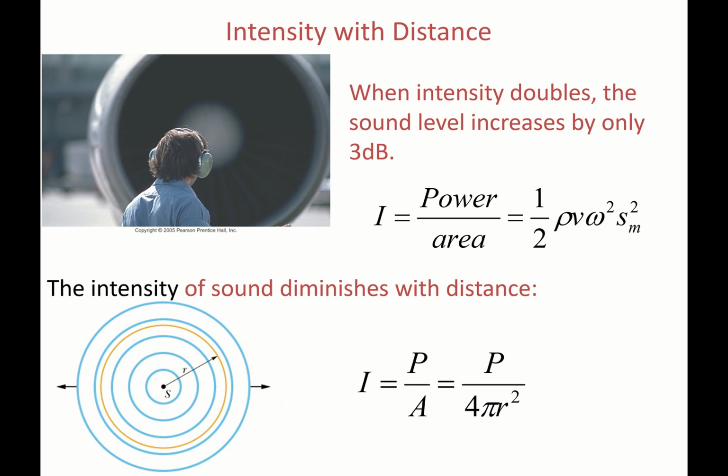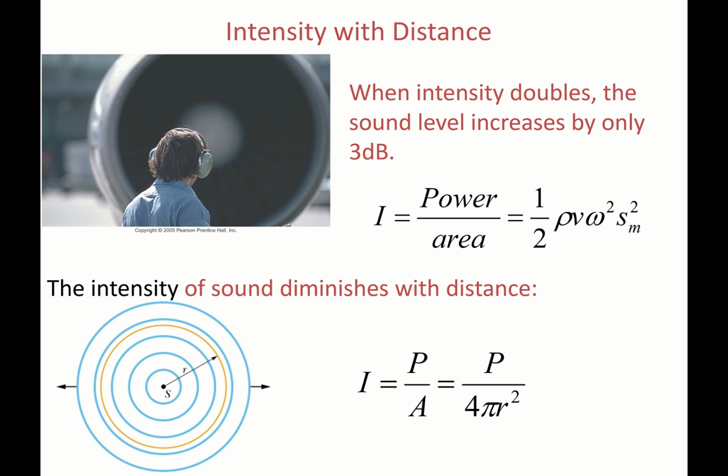We also know that when you get further away from something like a speaker or a jet engine, the sound level decreases. And it turns out that as you go away with distance, the intensity, which is the power per area, also decreases because the area over which the sound is spread increases. How does it increase? Well, the sound goes out in a sphere, and the surface area of a sphere is 4 pi r squared. So the intensity decreases as a factor of r squared as you move away from it.